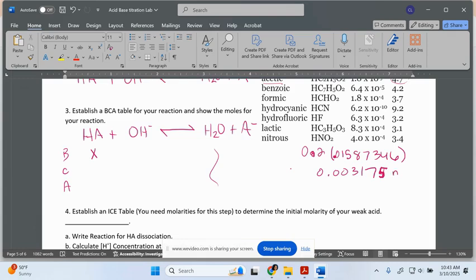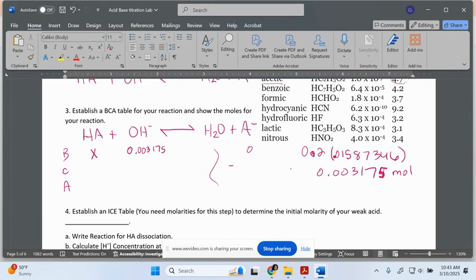All right. So this is going to be my moles of OH. I'm going to put that over here in my chart. So that is going to be 0.003175. Then over here, whatever we used on this side is what we're going to end up forming on this side.